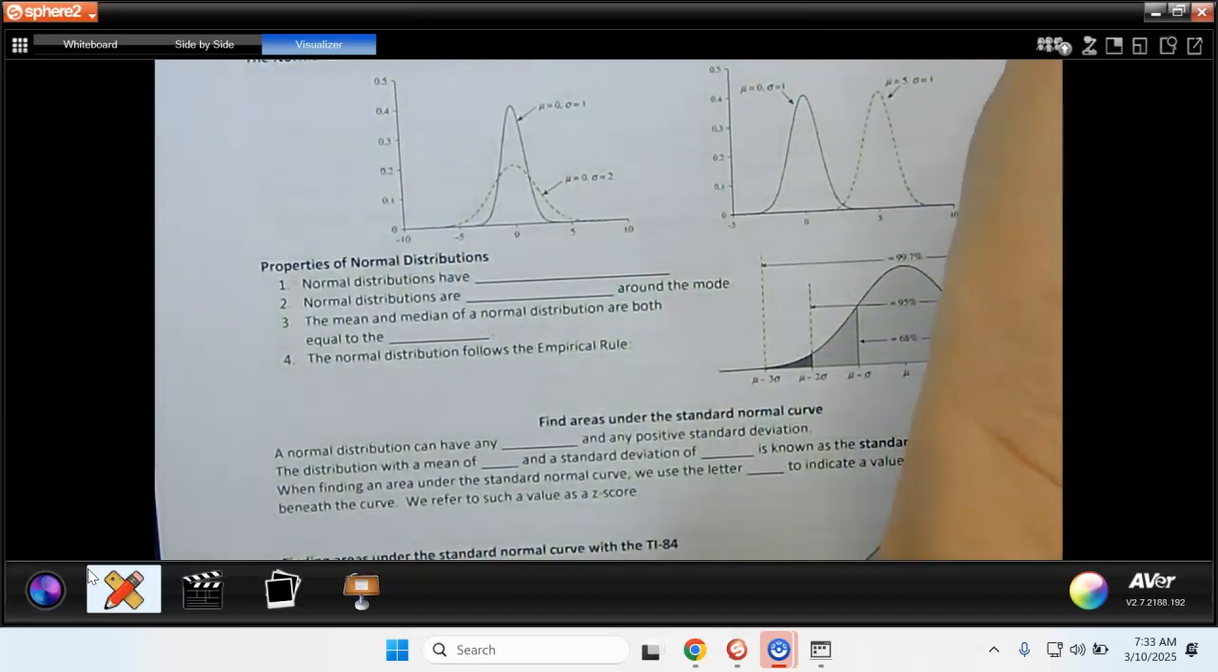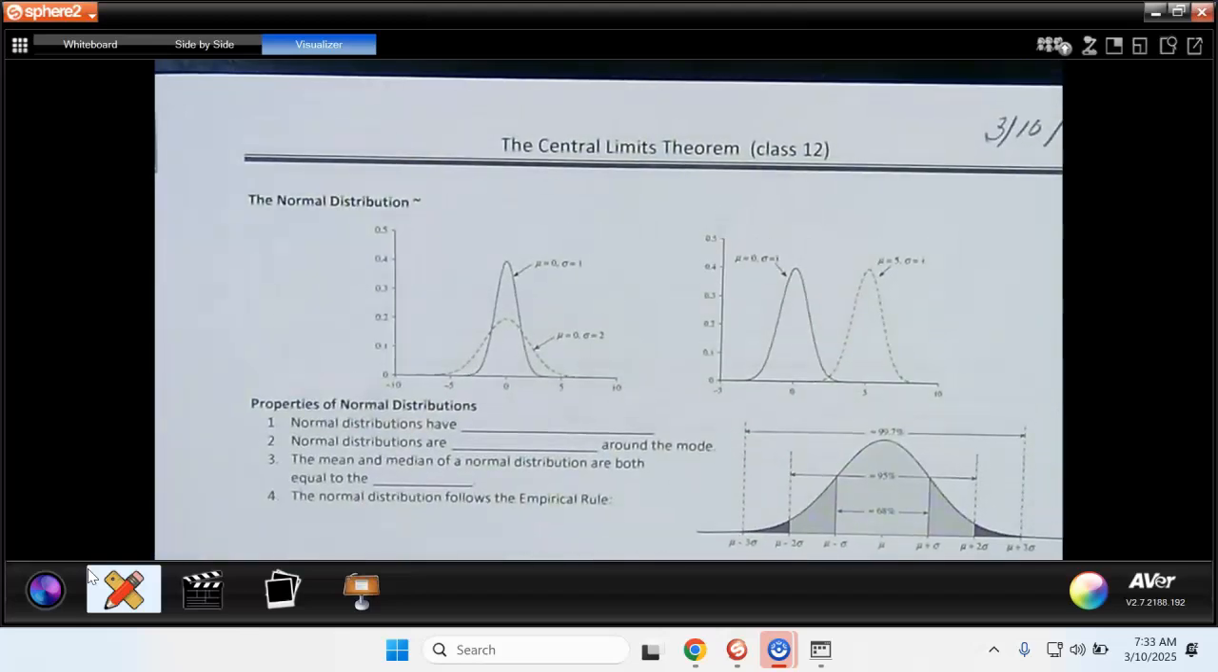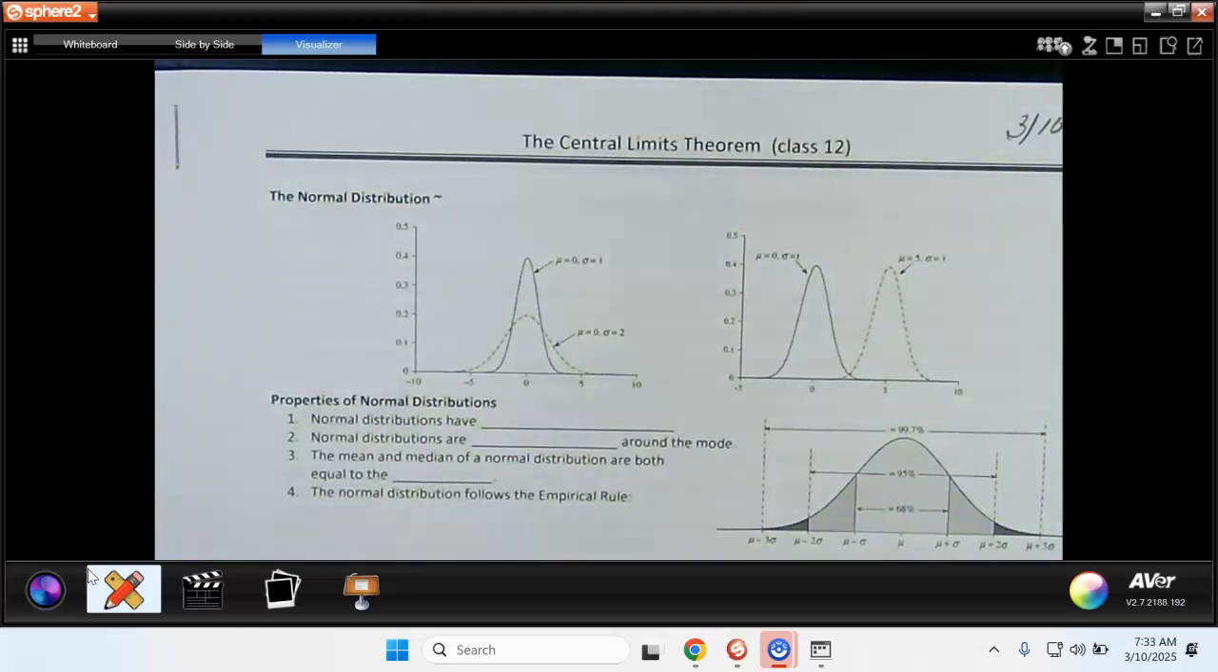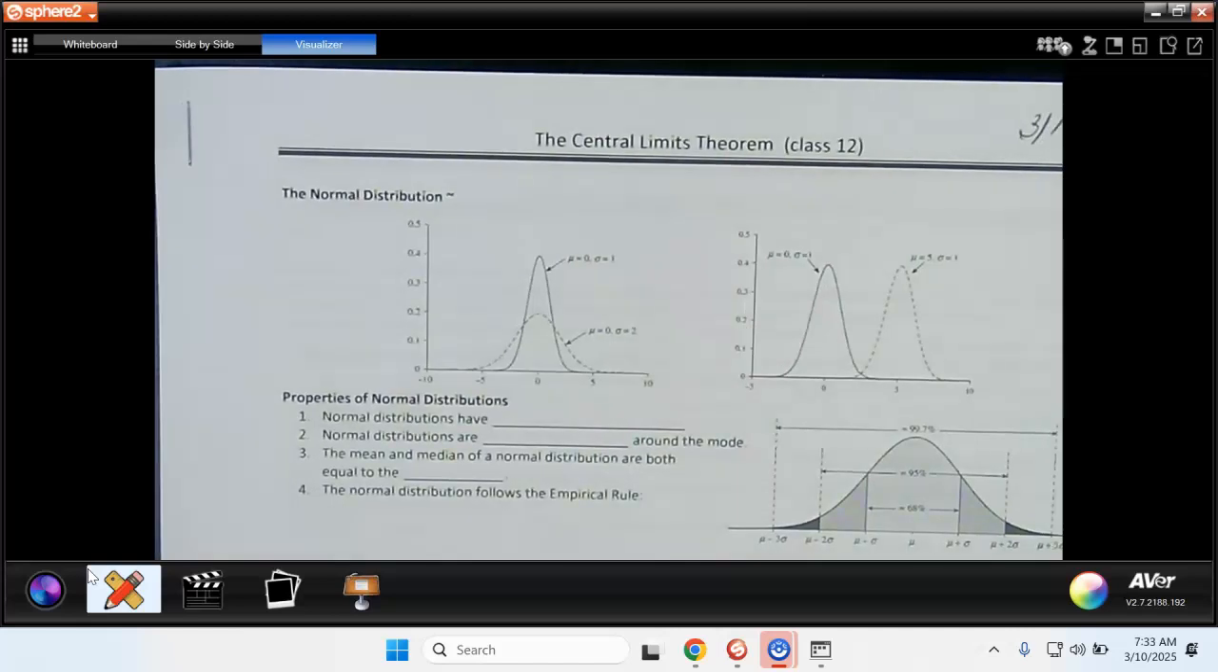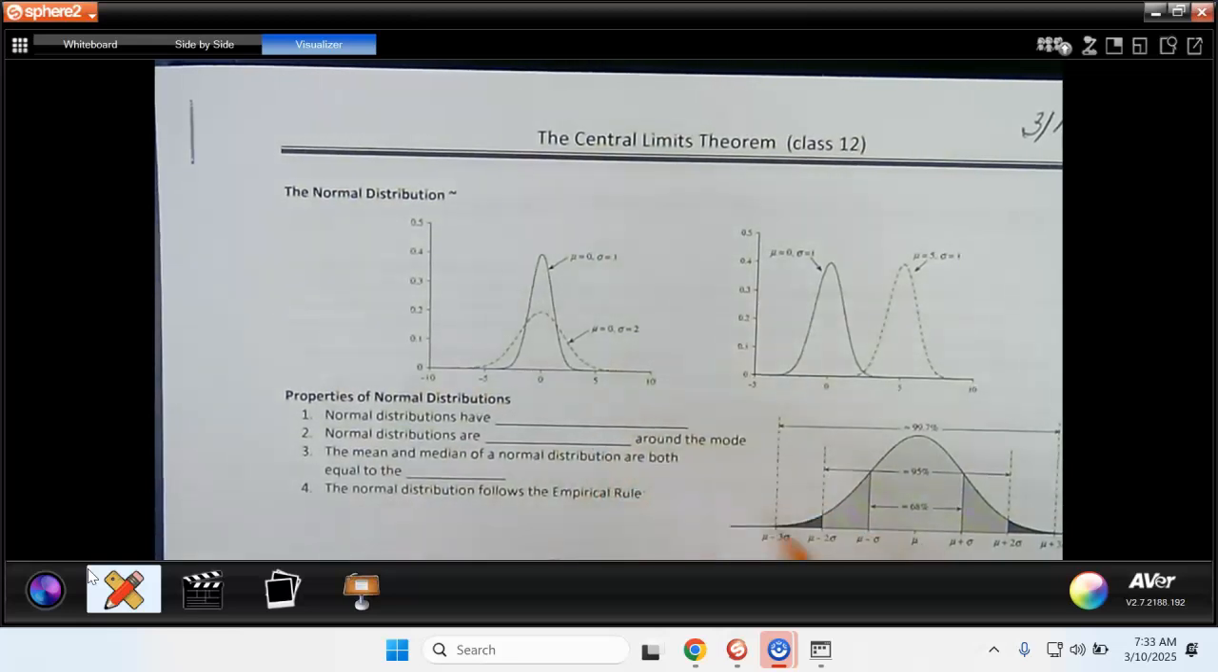So this is actually the last note sheet before your test. If yours says the 13 up here, can you change that to a 12? Although, honestly, it'll probably take us both class periods, so it might not be totally wrong.